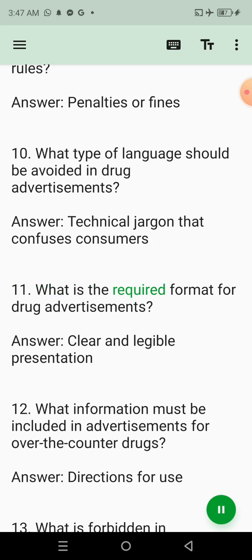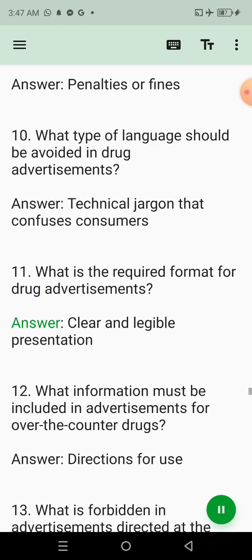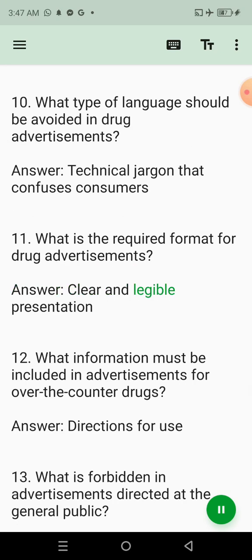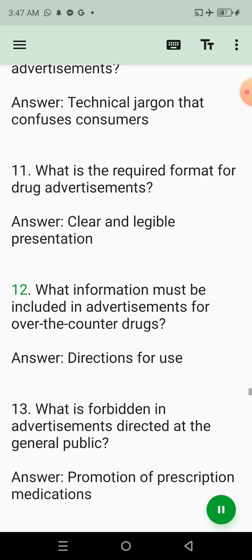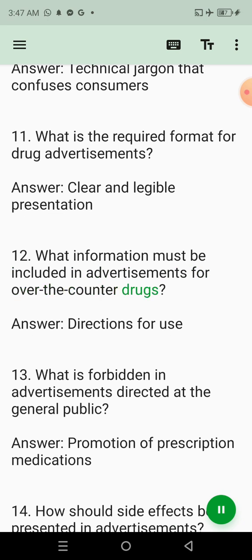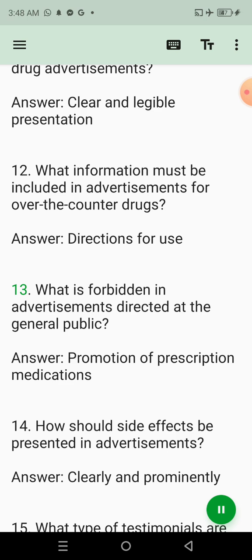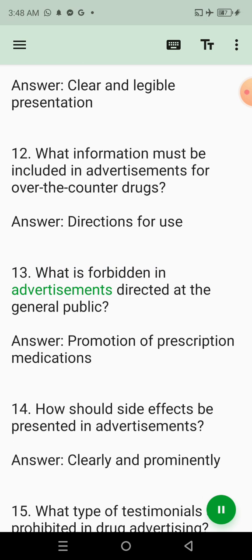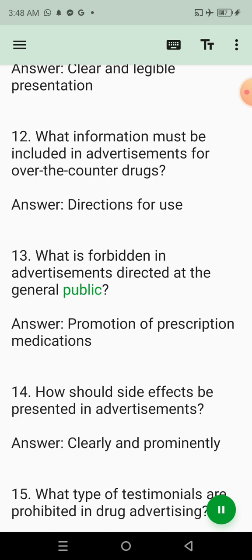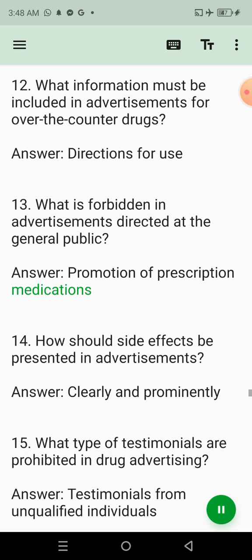11. What is the required format for drug advertisements? Answer. Clear and legible presentation. 12. What information must be included in advertisements for over-the-counter drugs? Answer. Directions for use. 13. What is forbidden in advertisements directed at the general public? Answer. Promotion of prescription medications.